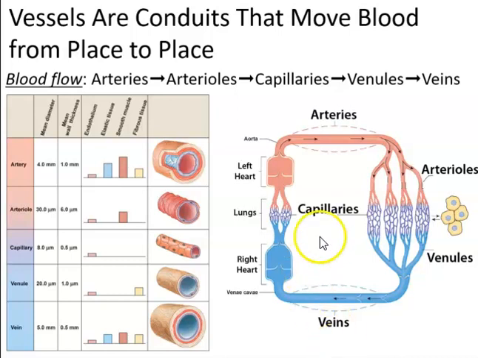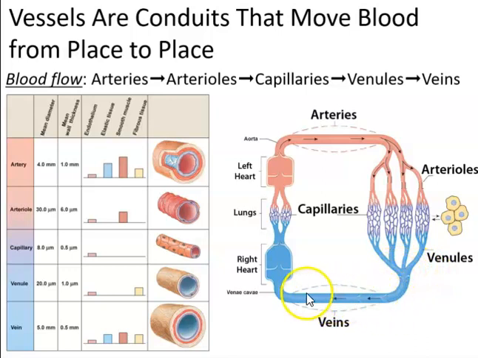So here we can just see the diagram. We can see the left side of the heart, which will pump blood to the aorta. The aorta will then transport blood to the arteries. Arteries will become smaller arterioles, and then we have exchange of gases and nutrients occurring at the capillaries. We then have absorption in the venules. The venules will then take the less oxygenated or deoxygenated blood up to the veins.